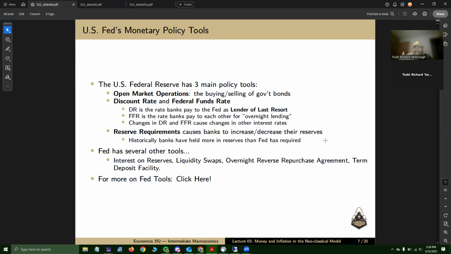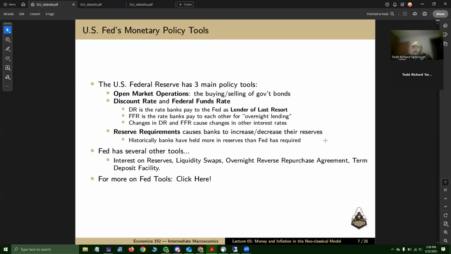Discount rate, federal funds rate. This has become the main policy tool of the modern Federal Reserve. We have been interest rate targeting for a long time now, but we interest rate target by, in a sense, manipulating the money supply.